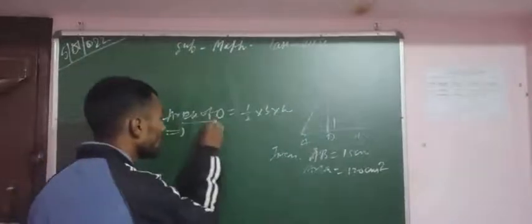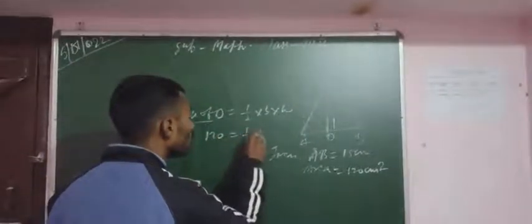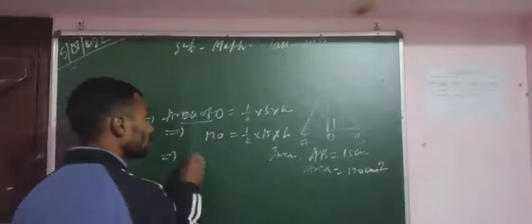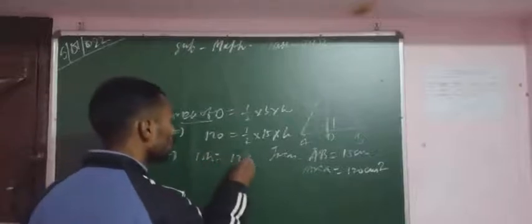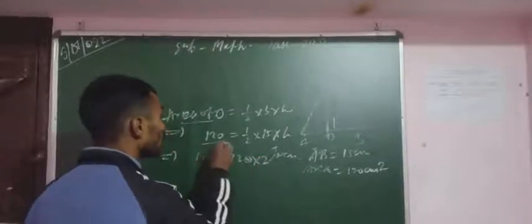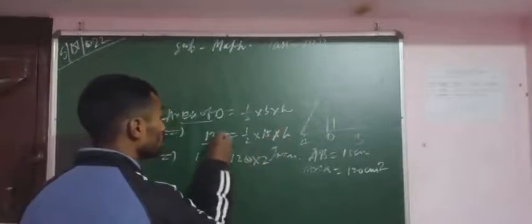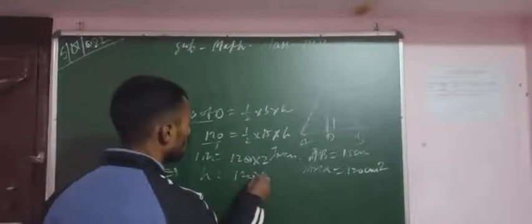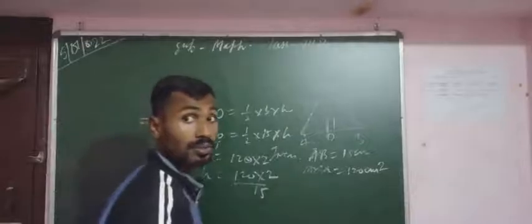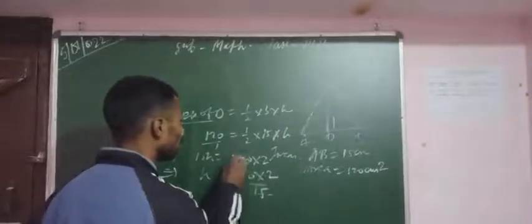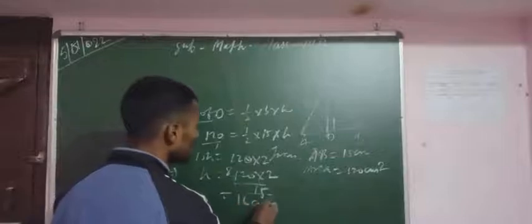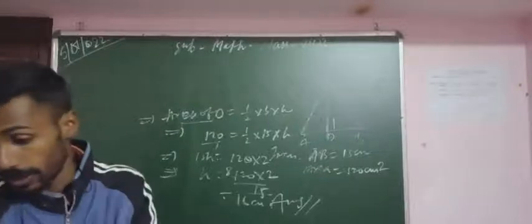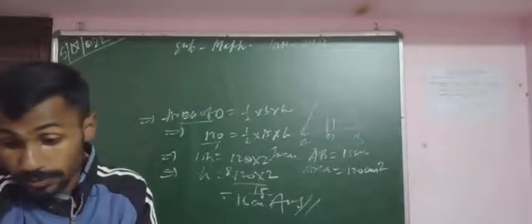What is the value of area? Area equals 120, equals 1 by 2 into base 15 into h. Now look at this, 15h should be equal to 120 into 2. This is cross multiplication: nothing is there, 1, multiplied by this term, and 2 multiplied by 120. So now we have h equals 120 into 2 by 15. 15 times 8 is 120. So now it will be 16 centimeters, the required height of the triangle.